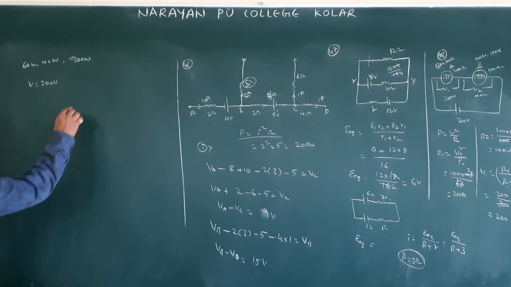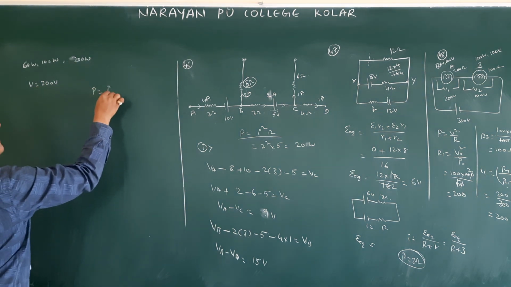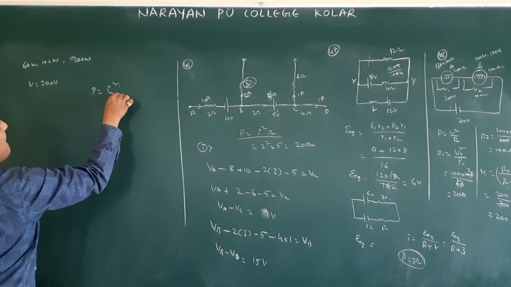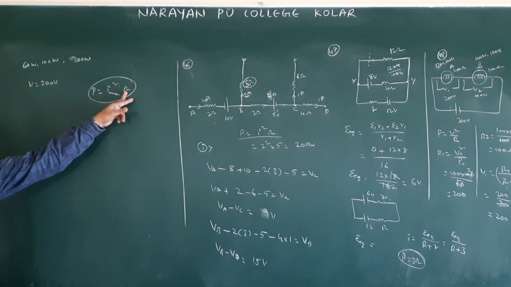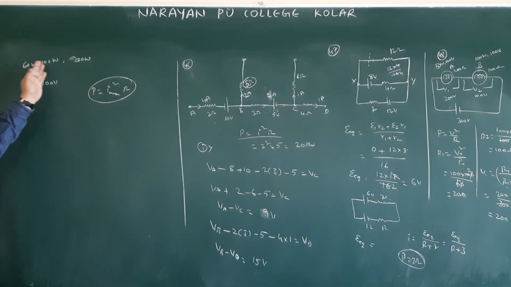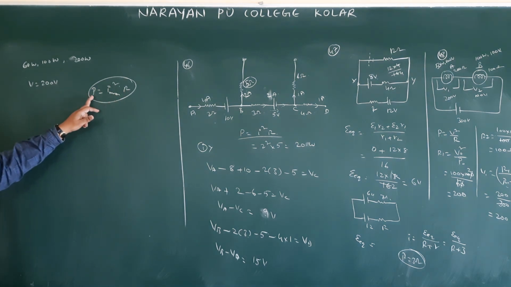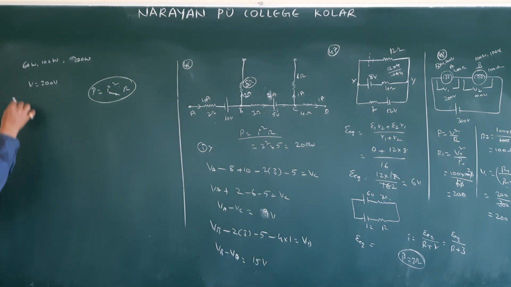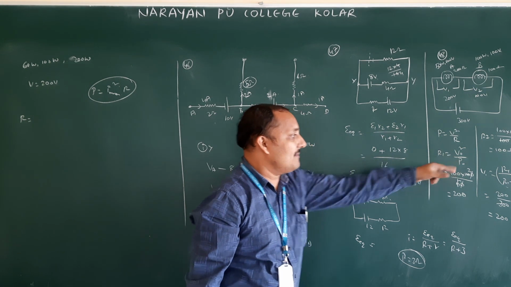Whenever bulbs are connected in series, the current remains the same. What is the formula? P is equal to I square R. This is the formula. Now power is directly proportional to resistance. Out of these three bulbs, the one having more resistance will consume more power, so it will burn more brightly. What is the resistance formula? R is equal to V square by P.